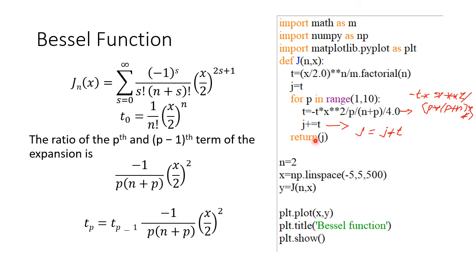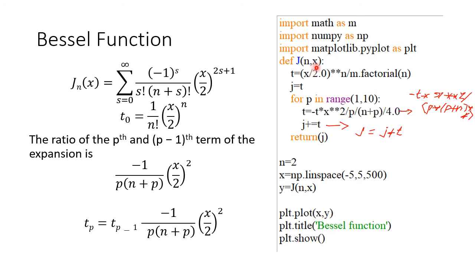Okay, then we'll calculate such 10 terms. So altogether there will be 11 terms, sorry, 10 terms. The 0th term we'll calculate initially using this formula, and up to the 9th term we calculate using this loop and add to that j, and we will return that j. So this function can be used to evaluate jn of x at a single point.